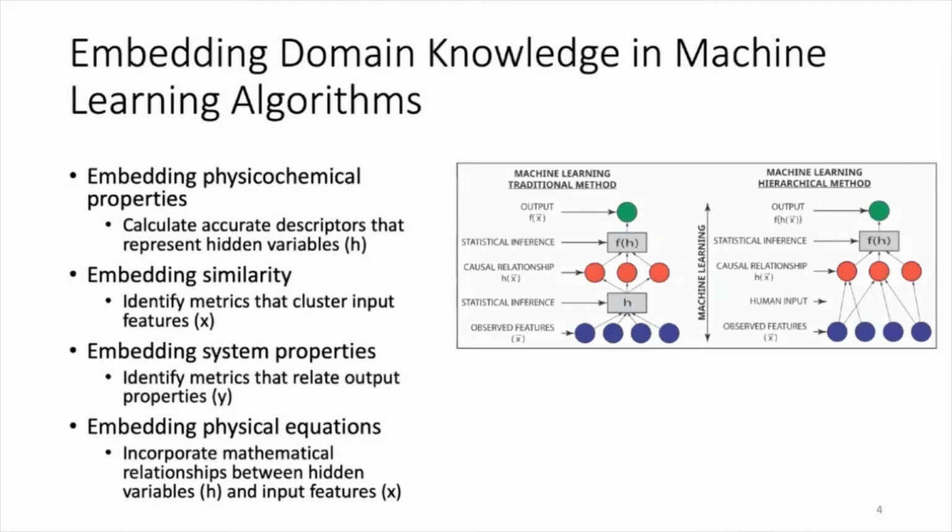Another example would be embedding similarity, and what that means is really just saying if you have a library of examples, you can start to say, well, these should look similar to each other, and then you can start to cluster another group together. Conversely, you can embed what you know about the system properties, and that's focusing at the top of the algorithm, this green circle. And really what you're doing there is you're basically putting down rules that will relate different observed quantities.